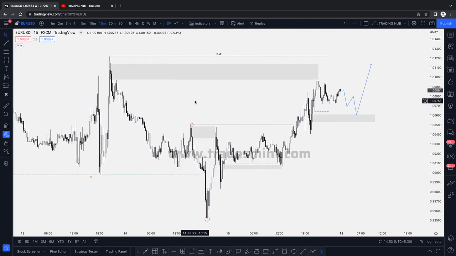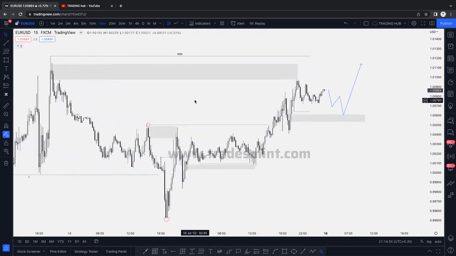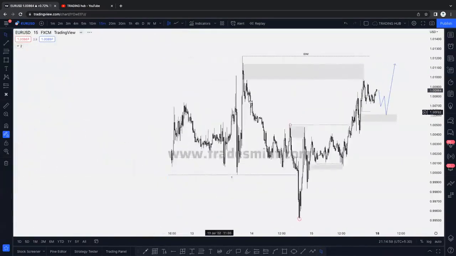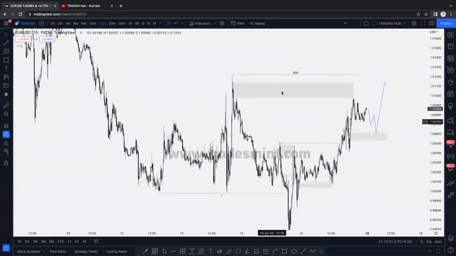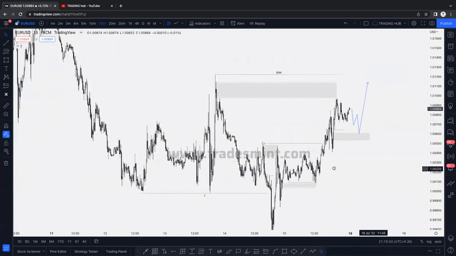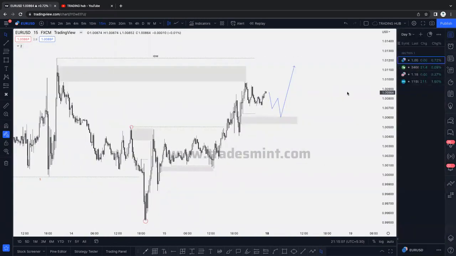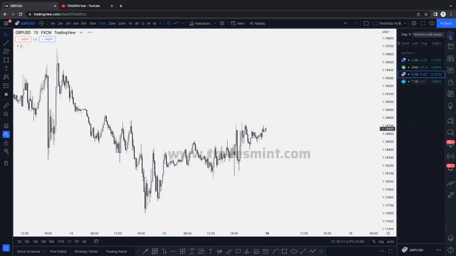So this is the overall story in EUR/USD from a higher time frame to a lower time frame. Price must be taken out this high before the sell, correct? So now I think we switch into another pair, GBP/USD.